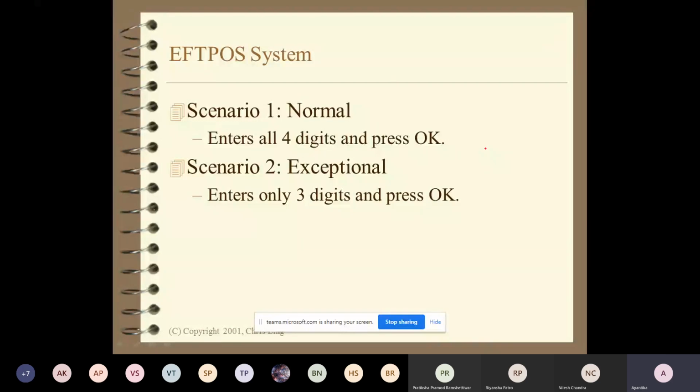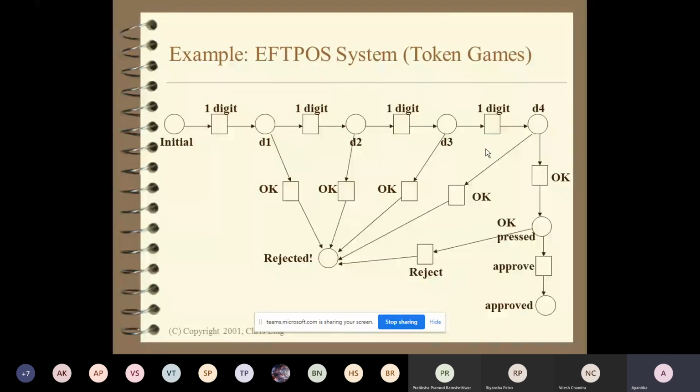There may be two scenarios in this case. One is normal, which you can understand, and one is exceptional. Entering three or fewer digits can be considered exceptional. And at that stage, of course, you can see the movement of this token.